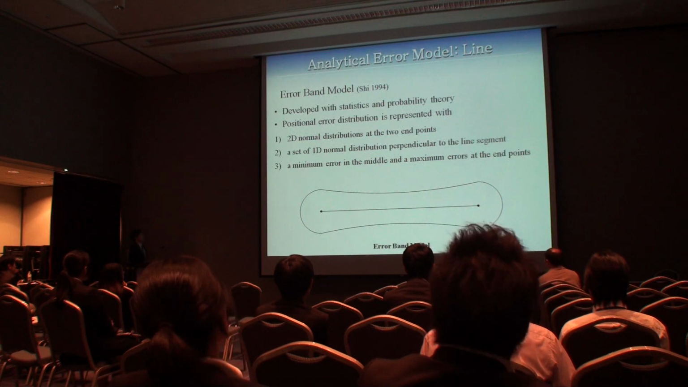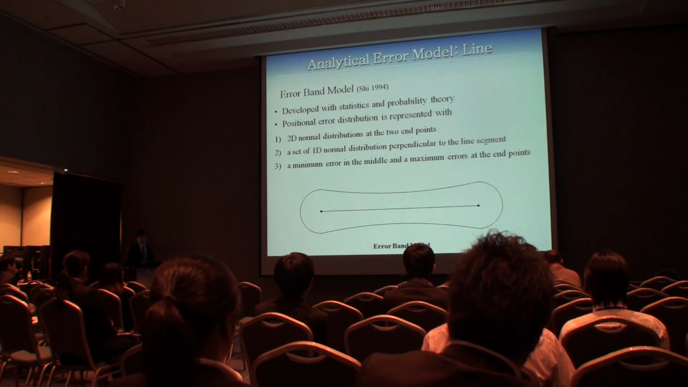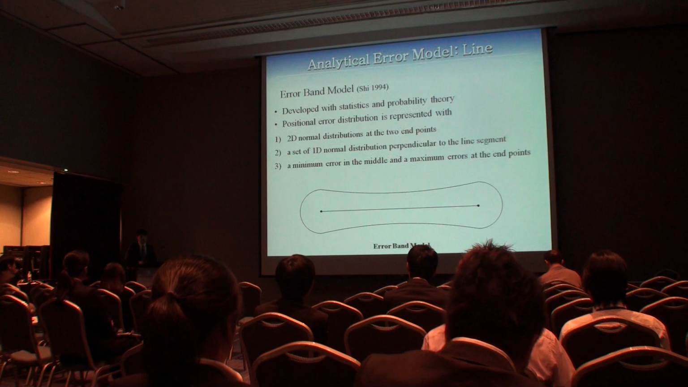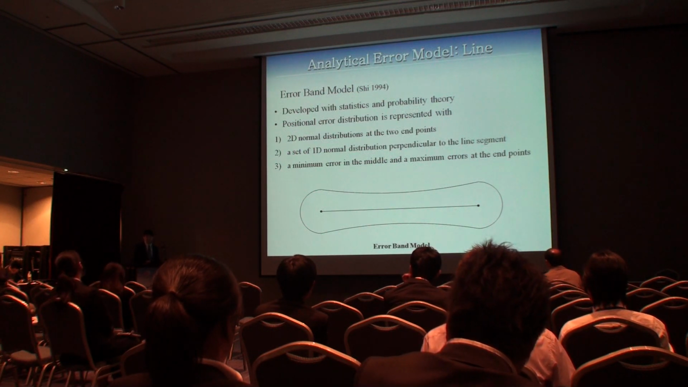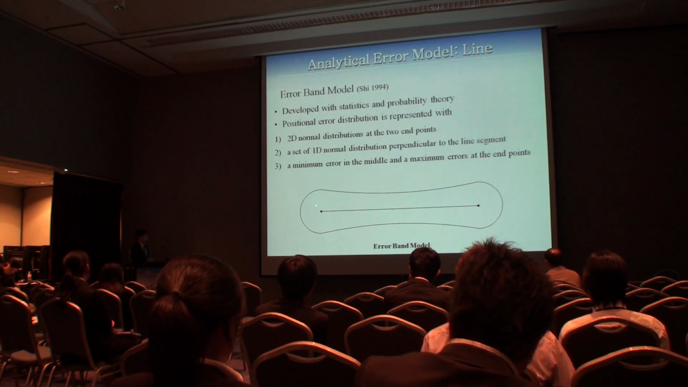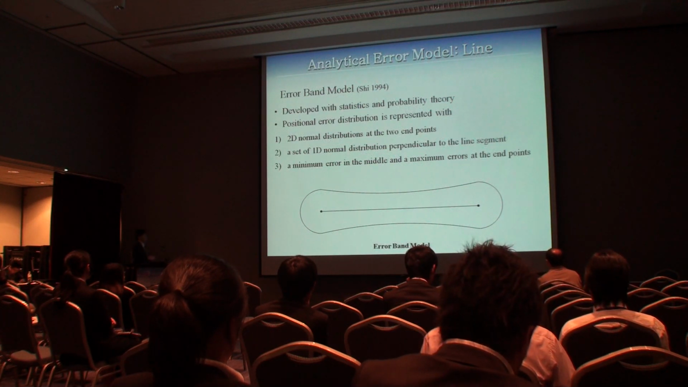Later, the error band model was developed with statistics and probability theory. The positional error distribution by this error model is represented with a bivariate normal distribution at the two end points, with a set of normal distributions perpendicular to the line segment. Eventually, this error band model has a minimum width in the middle and maximum width at the two end points.